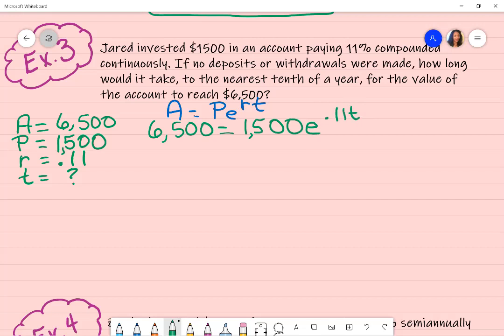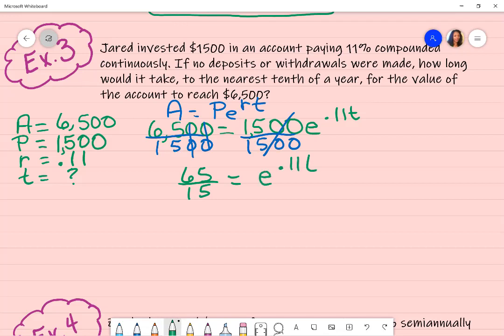And now what I want to do is I always want to get rid of what's in front of that e. So that's 1500. So once I get rid of that 1500, on the other side, I see 2 zeros, so I'm going to automatically get rid of those. For me, I am going to go ahead and just work with this fraction, 65 over 15, which you really can reduce to 13 over 3, but I'm just going to leave it this way. And I'm left with e raised to the 0.11 t power.